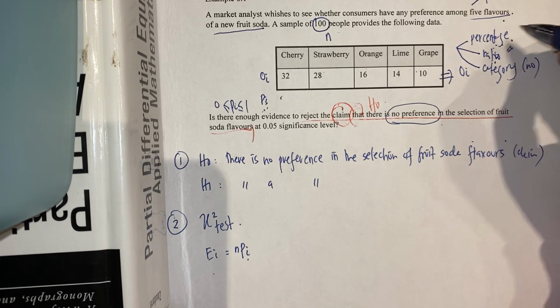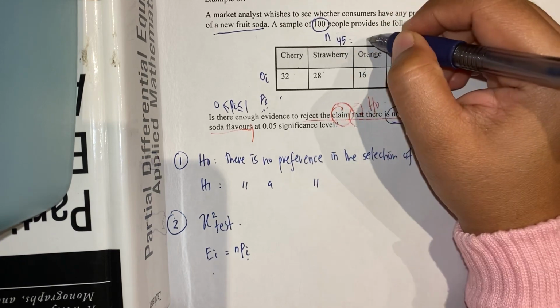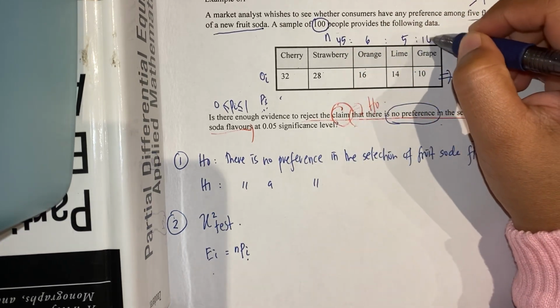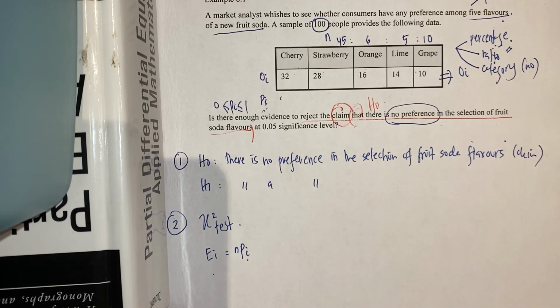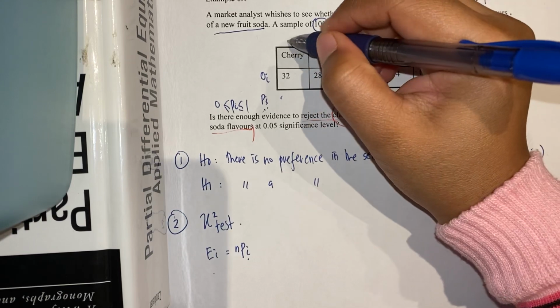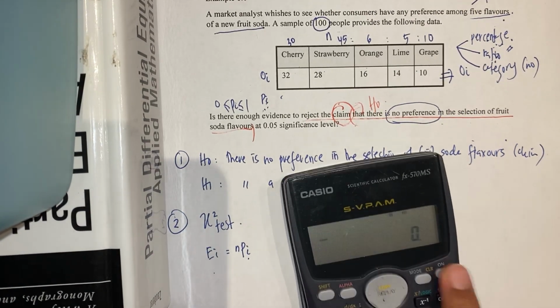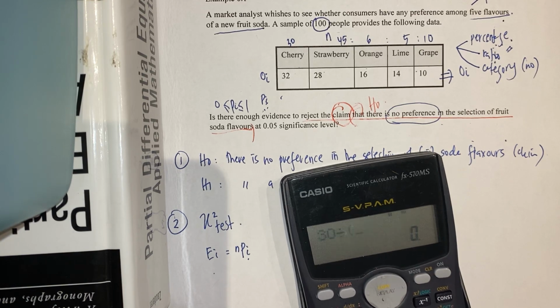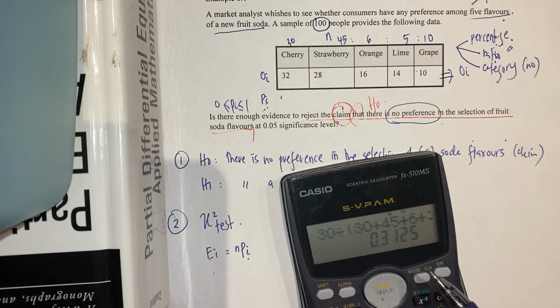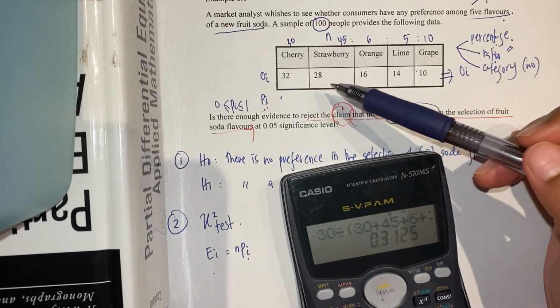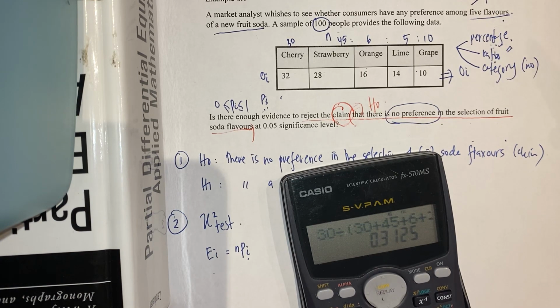So let's say that we have ratio 45, 6, 5 and 10 here. This is, let's say, 30. So PI for the cherry is 30 divided by summation of the ratio here, 30 plus 45 plus 6 plus 5 plus 10. Then you have 0.3125 for your probability here. For percentage, we know that the summation of the percentage is 100, so you just divide by 100.